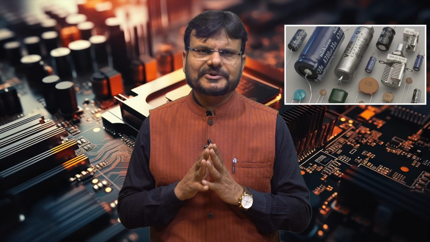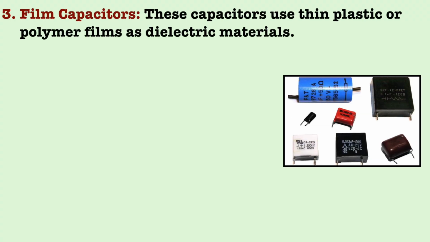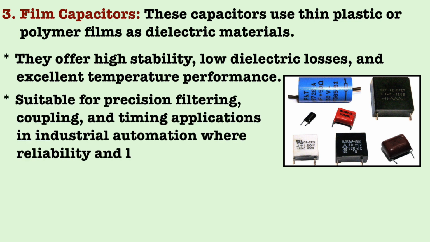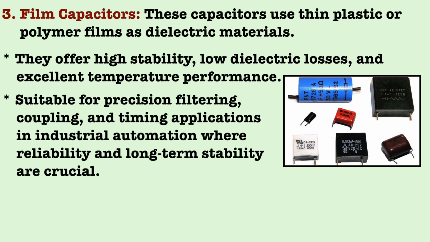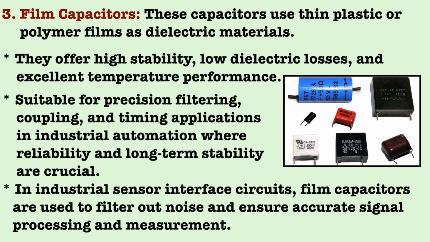The next capacitor that we are going to discuss here is a film capacitor. Film capacitors use thin plastic or polymer films as a dielectric material. They offer high stability, low dielectric losses, and excellent temperature performance, suitable for precision filtering, coupling, and timing applications in industrial automation, where reliability and long-term stability are crucial. In industrial sensor interface circuits, film capacitors are used to filter out noise and ensure accurate signal processing and measurement.